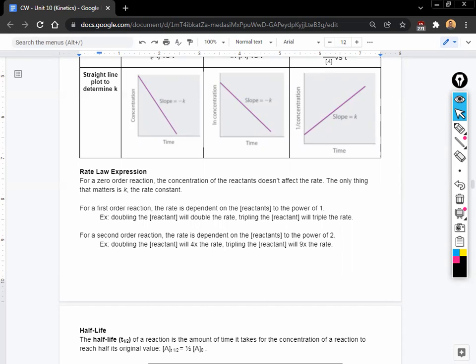And then you already know for a second order reaction, the rate depends on the reactant concentration, but squared. So if I double a reactant, it will quadruple the rate, times 4. If I triple the reactant, you times 9 the rate. If I times 4 the reactant concentration, it will times 16 the rate, and so on and so forth.